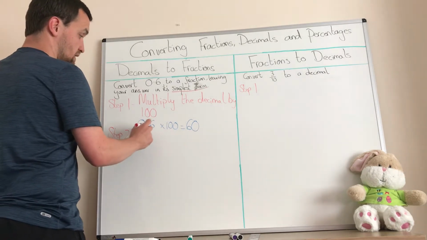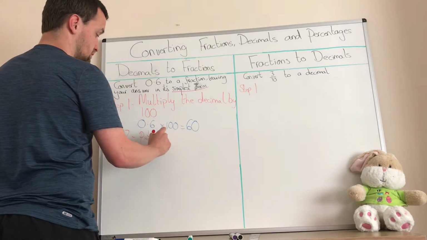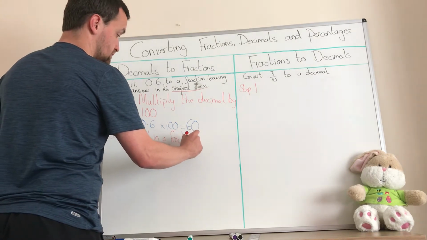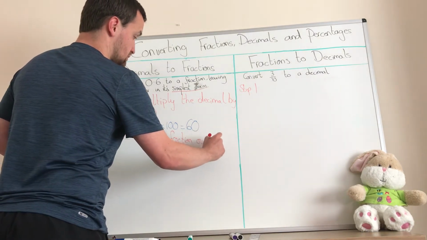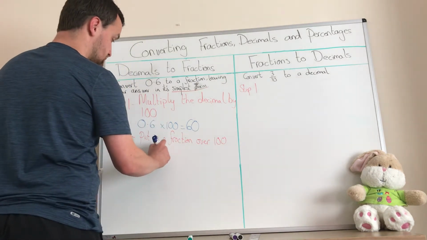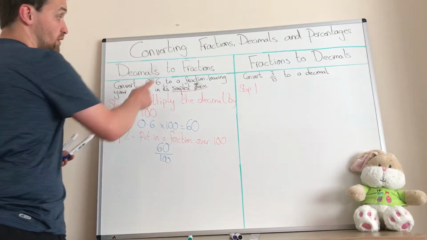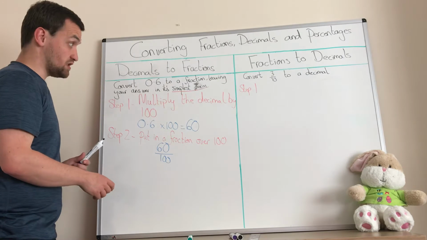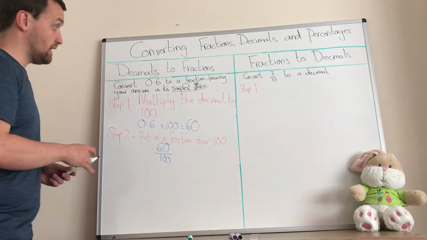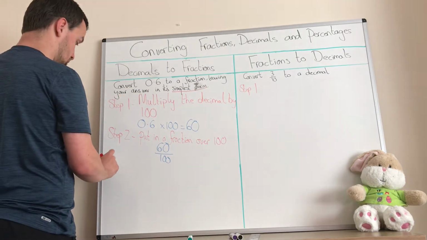Step 2 then, okay, you need to take this, put it in a fraction over 100. Okay, so we end up with 60 over 100. Okay, straight away we've got our fraction form now, okay, which is good. However, that's not the end of the question. You won't gain this final mark, okay? The final mark comes from simplifying. Okay, so that's going to be our last step.